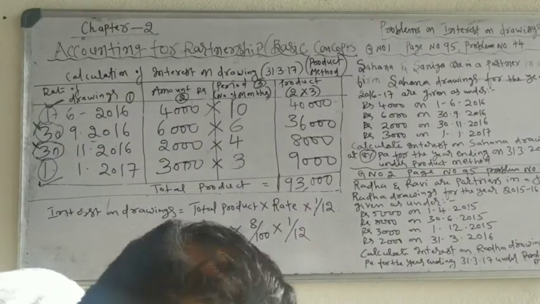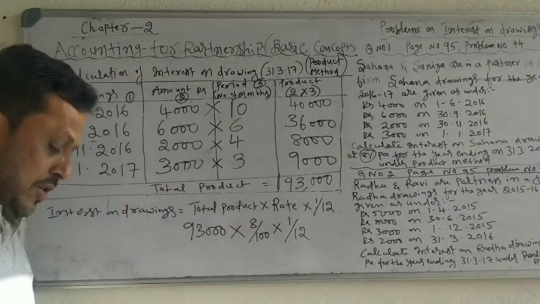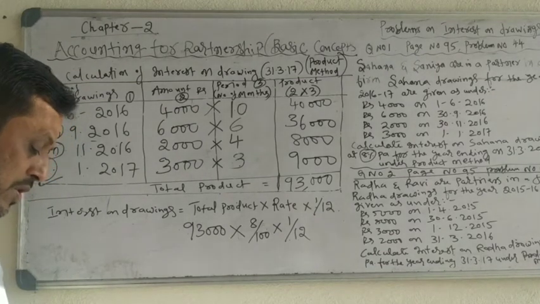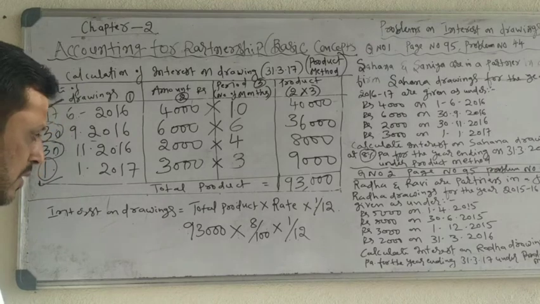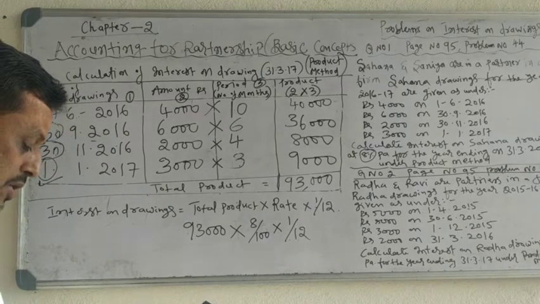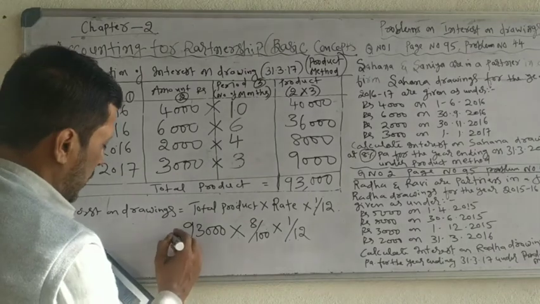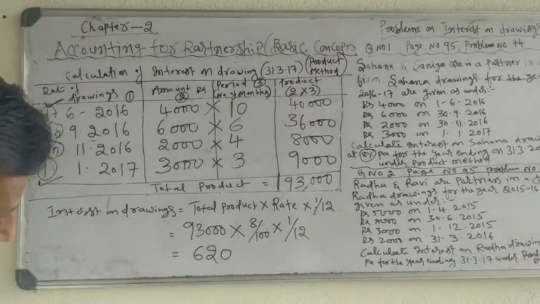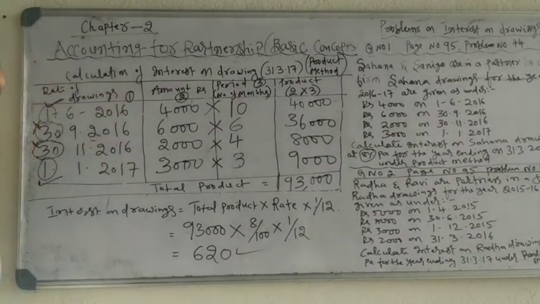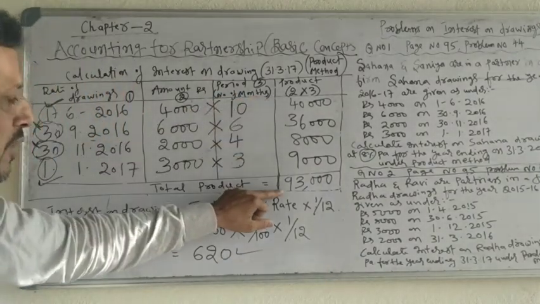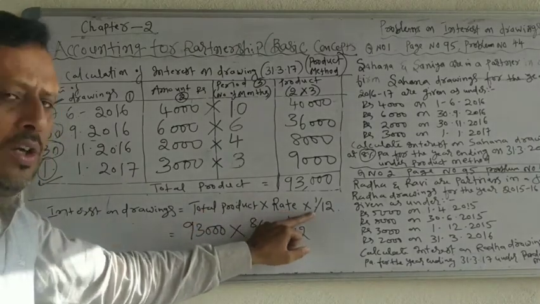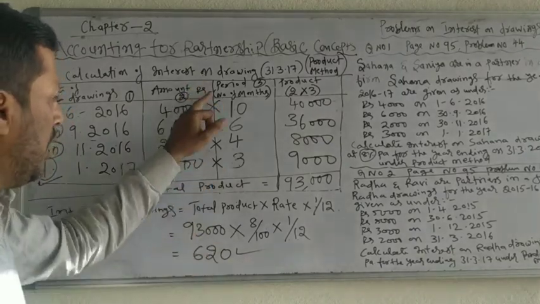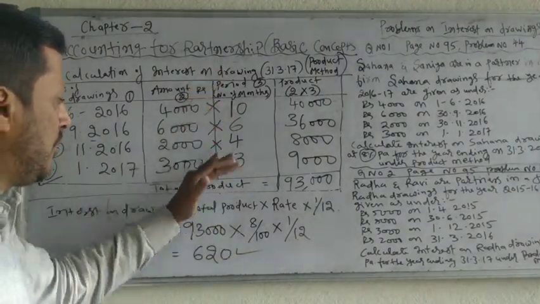Now we will calculate the interest on drawings. 93,000 into 8% divided by 12. So interest on drawings is 620. This is the final answer. So you will get 6 marks for this. For the calculation you will get 4 marks. For writing the formula, you will get 1 mark. And for the final answer, you will get 1 mark. Totally, as per the scheme of valuation, it is a 6 marks problem.